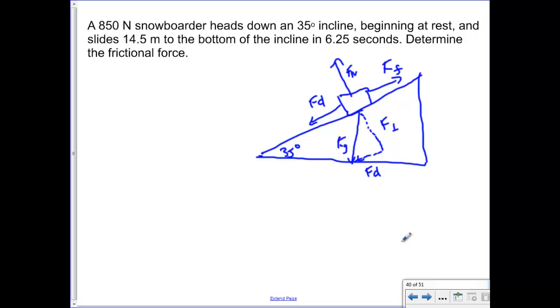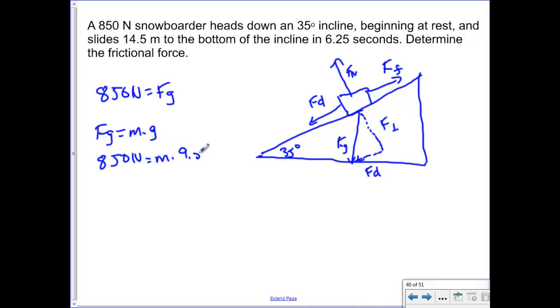Okay, Heather, your question was about the 850 newtons. Sometimes rather than giving you a mass of something, I will give it in newtons, which means this 850 newtons right here is its gravitational force. If you want to find mass, if Fg is equal to m times g, this will be 850 newtons equals mass times 9.81. So if you divide by 9.81, now we actually do know his mass.